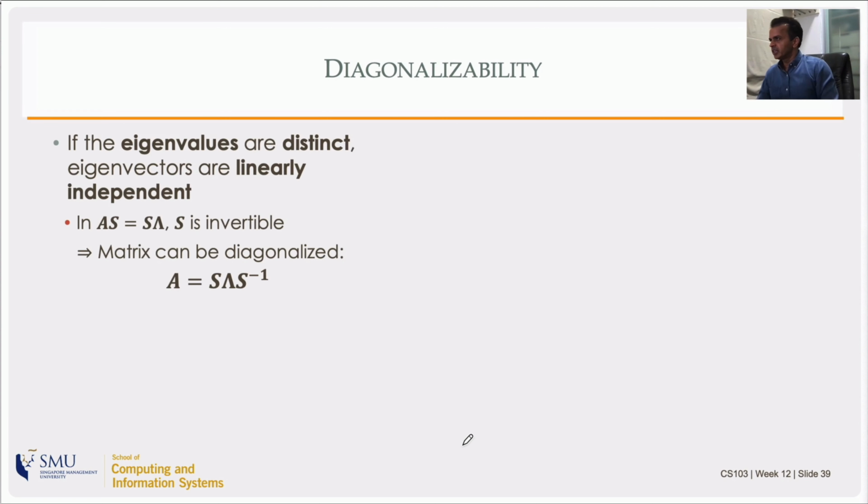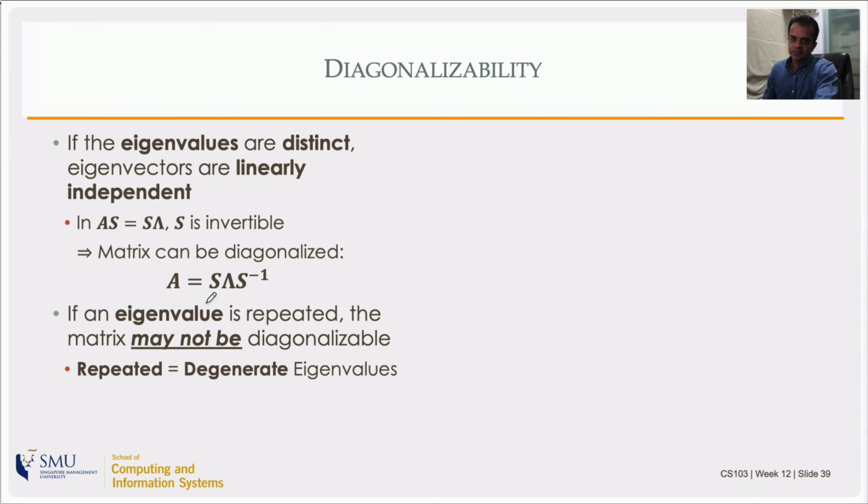So let's look at diagonalizability. One thing that we know is that if the eigenvalues are distinct, the eigenvectors are linearly independent. And we know that if the eigenvector matrix S is invertible, then the matrix can be diagonalized. So if the eigenvalues are distinct, the matrix S is invertible because columns are linearly independent. But if the eigenvalues are repeated, you're not sure. It may or may not be diagonalizable. So repeated, another bad word for it is degenerate.